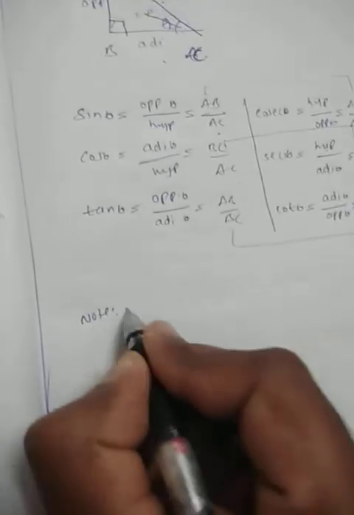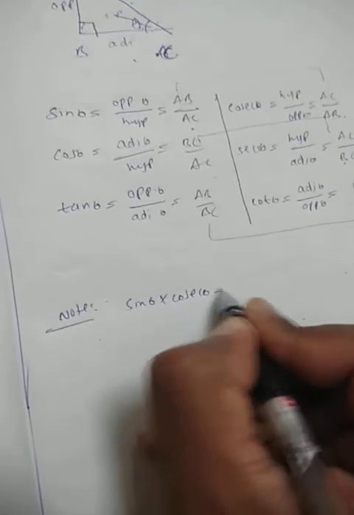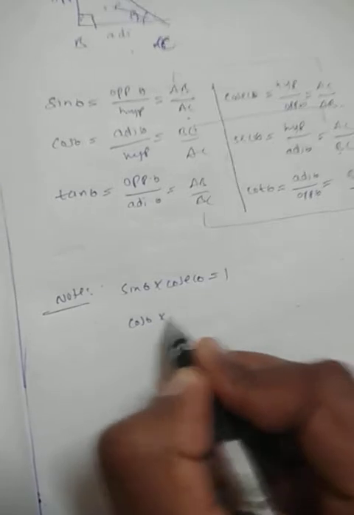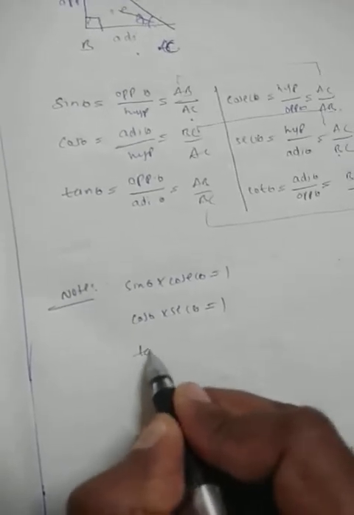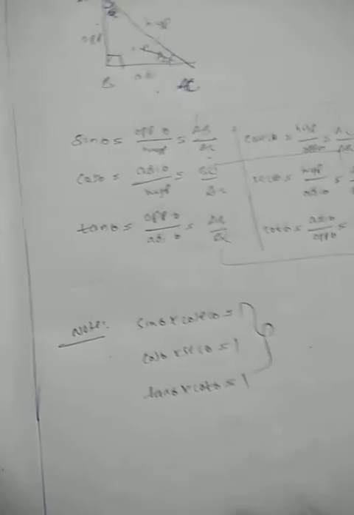From this I can write one note here that sin theta into cosec theta is equal to 1. Why? The product of reciprocals is 1. Cos theta into sec theta is equal to 1, the product of reciprocals is 1. Tan theta into cot theta is equal to 1, the product of reciprocals is 1.